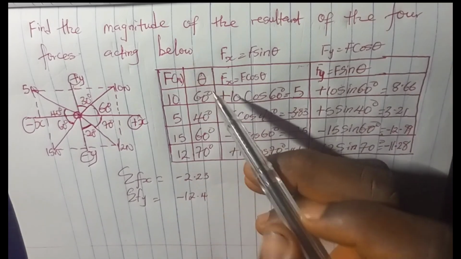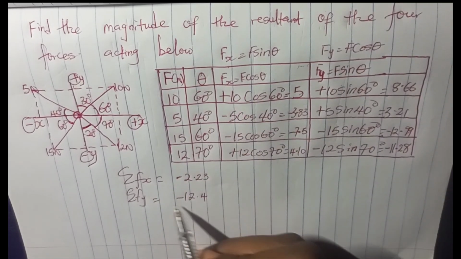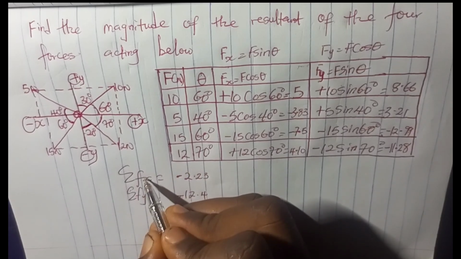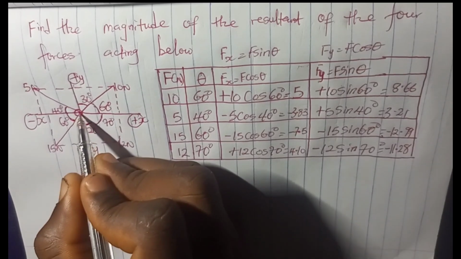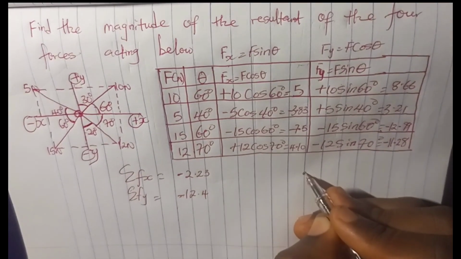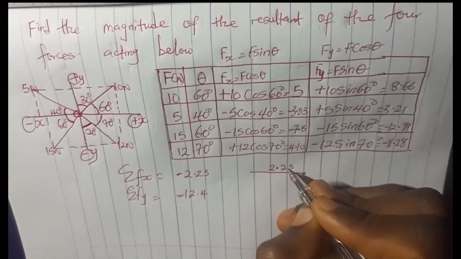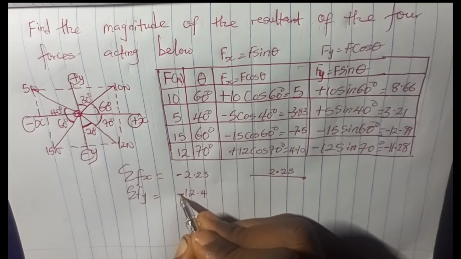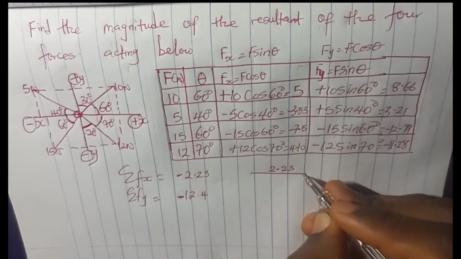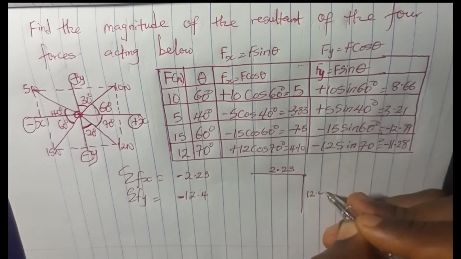Now we are trying to find the magnitude, right? Now this negative tells us the direction. Negative tells us that x goes to the negative direction, that the horizontal component is moving left. Now the magnitude, the value is 2.23. Is that clear? Now this negative equally tells us that y is going to the negative direction. That is, it is moving down like this. The value is 12.4.